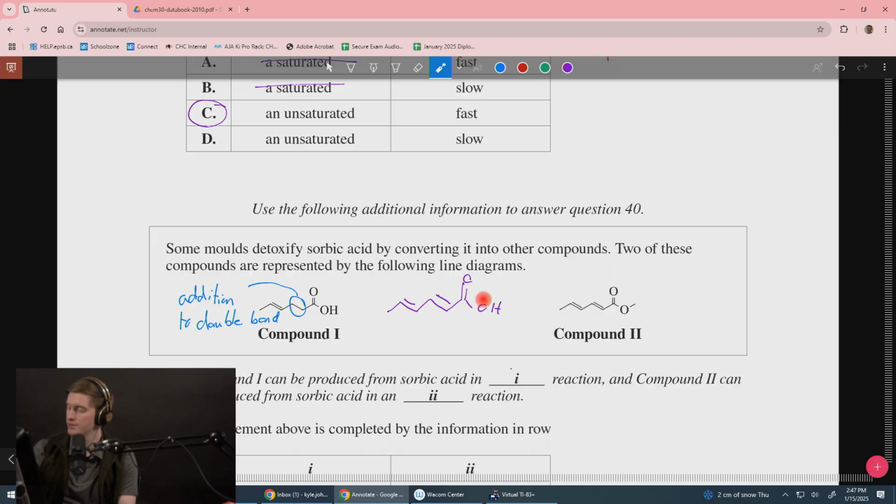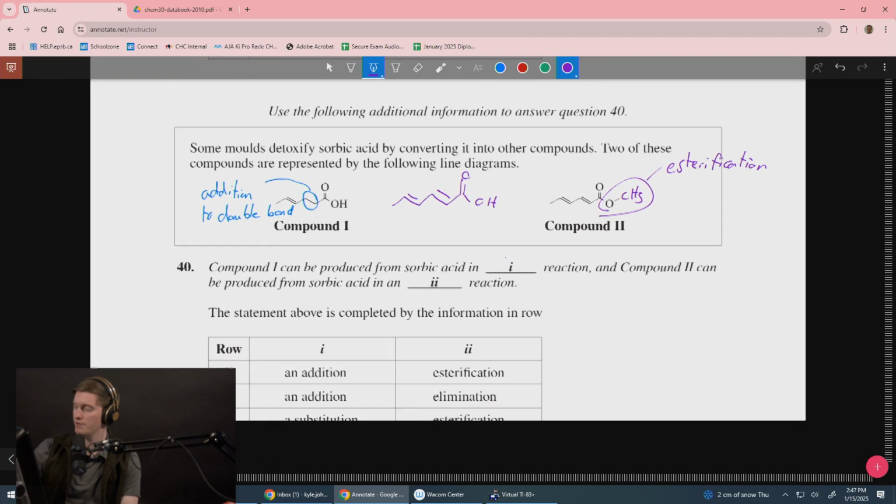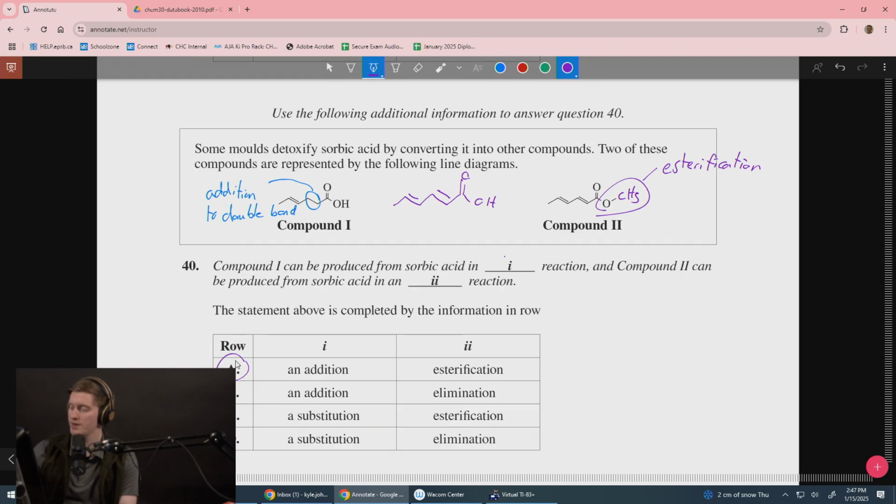Compound 2 no longer has a carboxylic acid as its functional group. Instead, this is a carbon at the end here. This would have been added with an esterification, because we have changed our functional group to an ester. So we have an addition and we have an esterification.